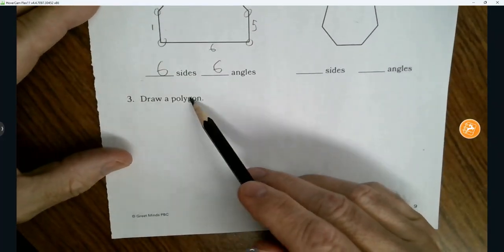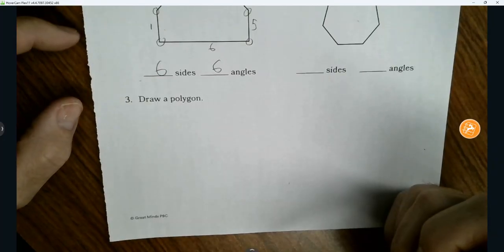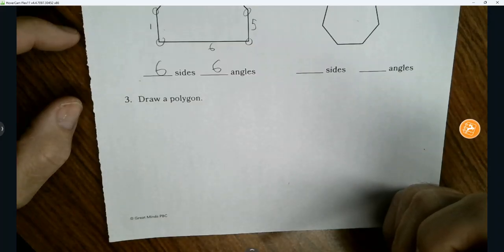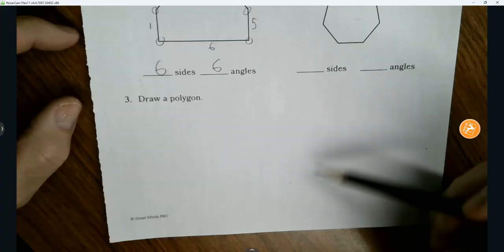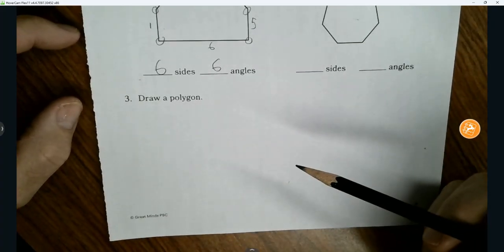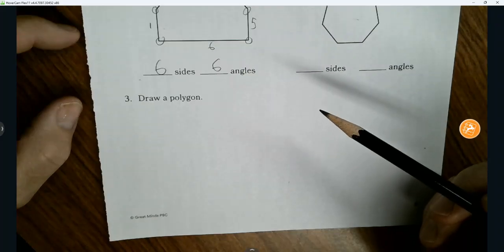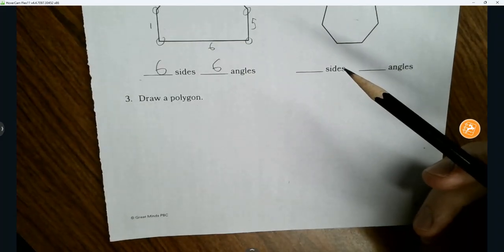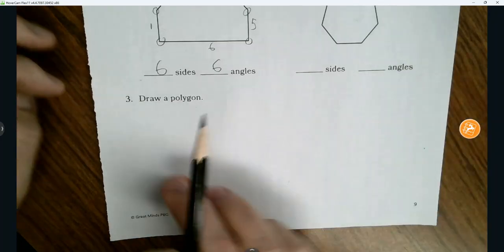Down here it says draw a polygon. Any kind of polygon you want. Remember, how many sides does a polygon have? That's the big thing. Make sure when you draw this shape, whatever it is, that you have enough sides on your polygon to make it a polygon. Because if you don't have the right number of sides, we can't call it a polygon, can we? Because then it won't be a polygon.